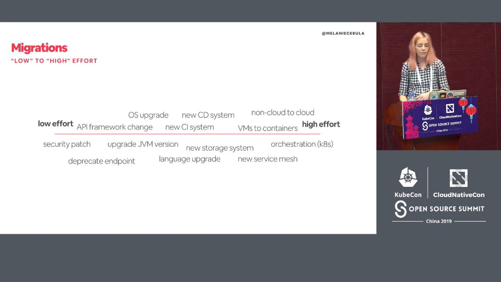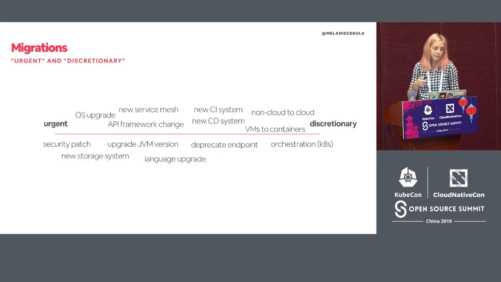Whereas a very high effort migration would be going from non-cloud to cloud, because you have to somehow rewrite everything to work in a cloud environment or containerization. So now everything has to run in containers. The difference here is, are you just bumping a number? I mean, it might be more effort than bumping a number, but that's lower effort than something that involves system design, a re-architecture, and really rethinking how you build things.